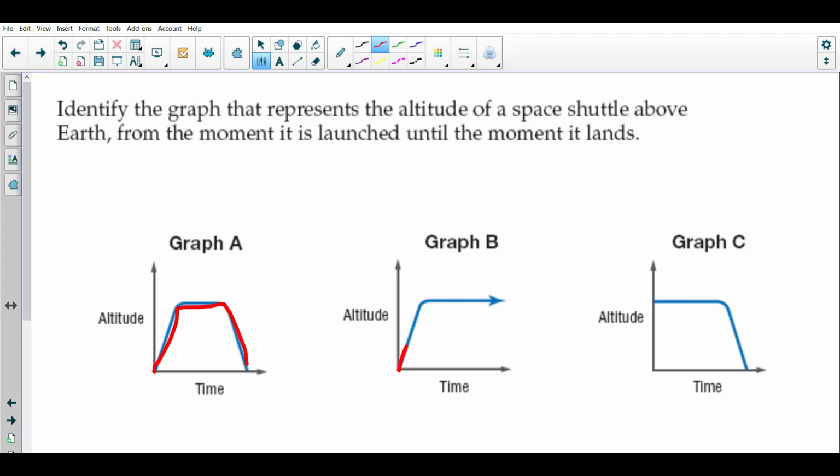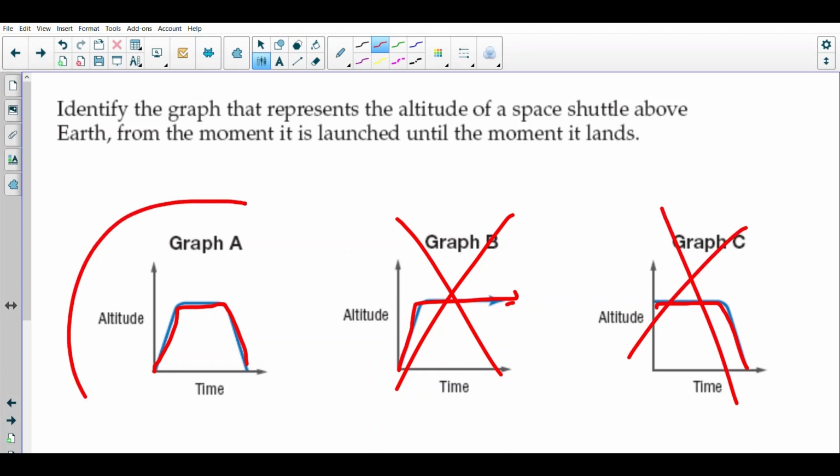Let's look at B. It's launched and then it just continues staying. So does it ever land? No. So graph B does not work. And then here, it's already in the air and then it lands. Well, where's the launch point? It never started on the ground. So graph C does not work. So graph A would be our answer.